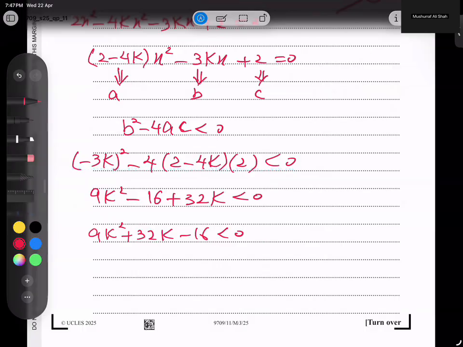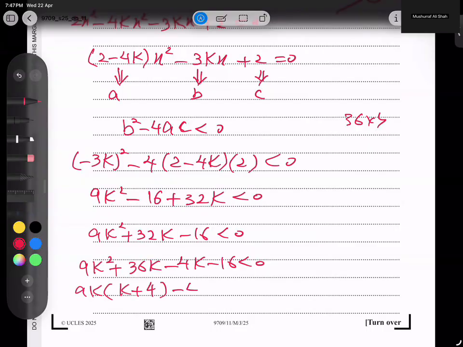Okay, students. So 16 times 9 is 144. And 144, okay, so 36 into 4. Yeah, 36 into 4 is 144. So it means 9k squared plus 36k, negative 4k, and negative 16. If you find difficulty, go for the quadratic formula. 9k common, I got k plus 4, and negative 4 common, I got k plus 4. I'm getting k plus 4 and 9k minus 4.